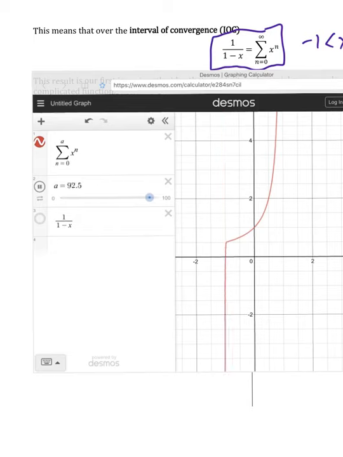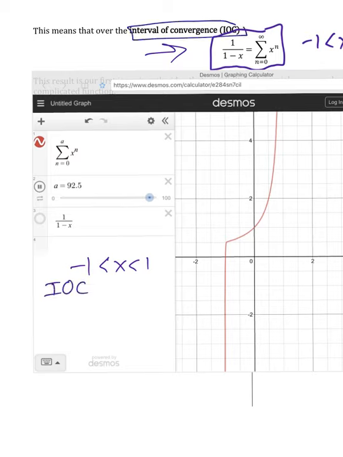So going back to what we said up here, since this is a geometric power series, it is equivalent to this other function, 1 over 1 minus x, on the interval -1 is less than x is less than 1. That interval has a special name: it's called the interval of convergence, or the IOC. You're going to commonly see that abbreviated. We said that this function and this series are actually the same between those two values.